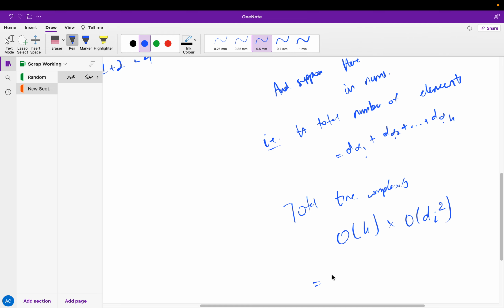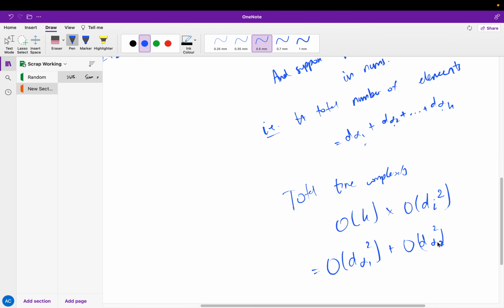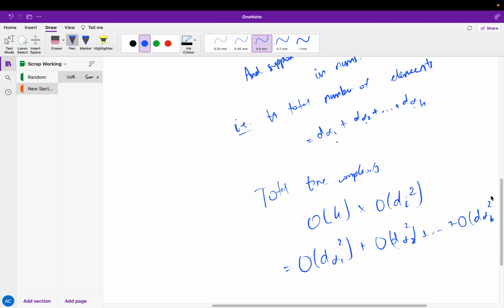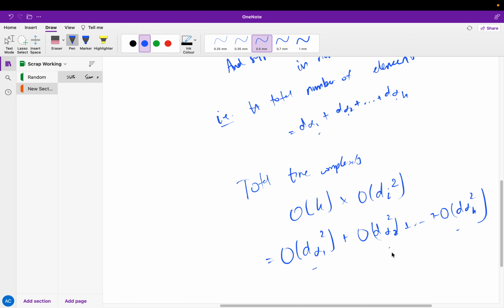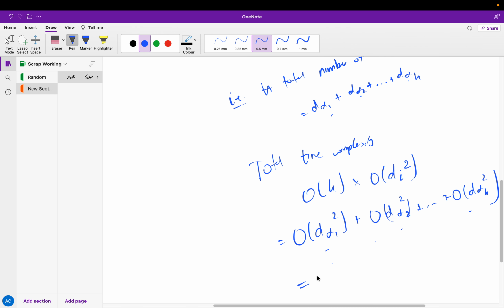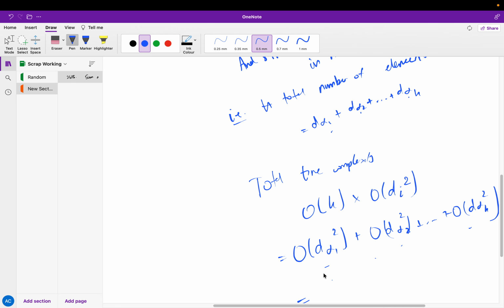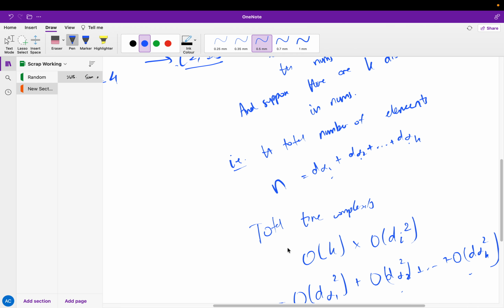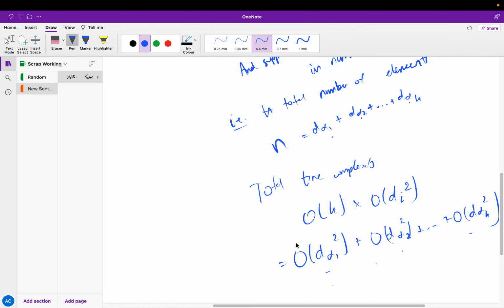Or rather, it's O of d alpha 1 squared plus O of d alpha 2 squared, up to O of d alpha k squared. So I have to do that k times. So it's roughly n squared, if I do it like this.